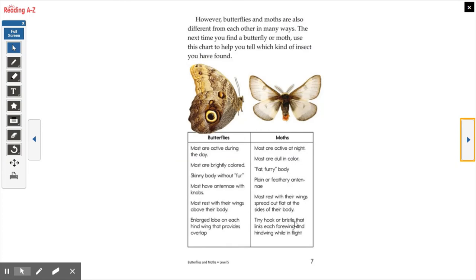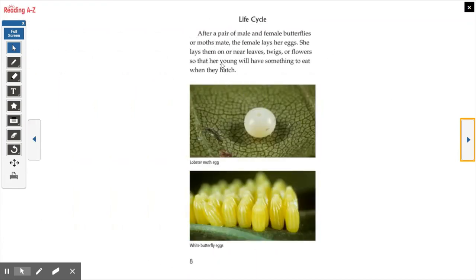And they have tiny hooks or bristles that link each forewing and hind wing while in flight. So it's saying their wings are actually linked together and not overlapping. That's really interesting.